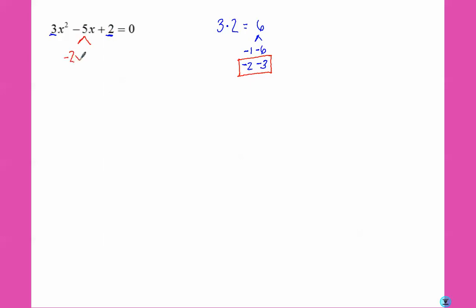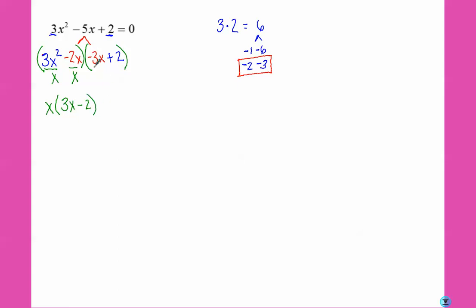So negative 2x minus 3x. Bring down my 3x squared. Bring down the plus 2. And I'll bring down the 0 in a little while. Let's worry about our factoring first. So group the first two, group the second two. These two both have an x in common. This will be x times 3x minus 2.